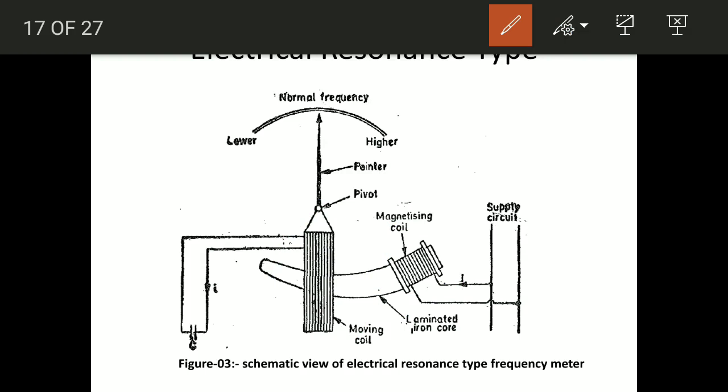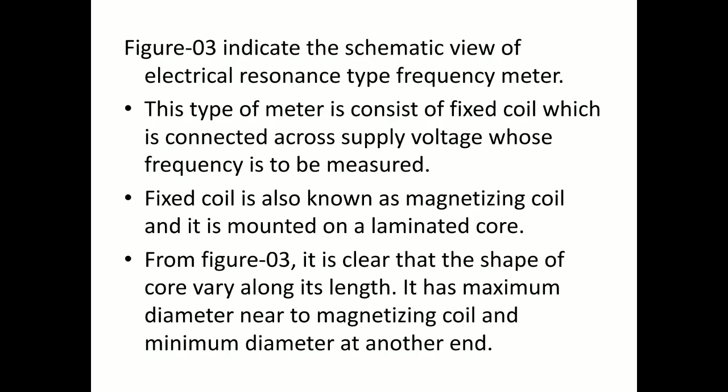Now if you see the electrical connection of this arrangement, here the supply voltage is directly connected across the fixed coil, and I told you that the basic objective of the fixed coil is to produce the required amount of magnetic field for the normal operation of this instrument. Let the value of current flowing through the fixed coil be indicated by symbol capital I. So the same thing is mentioned over here, that in this case the fixed coil is also known as a magnetizing coil, which is laminated on an iron core.